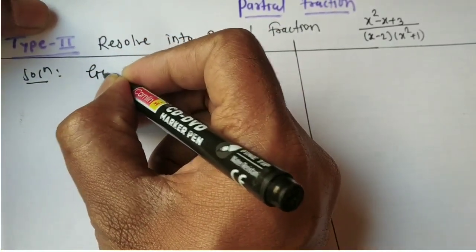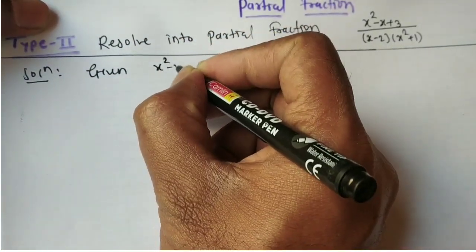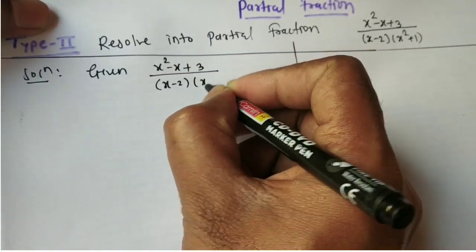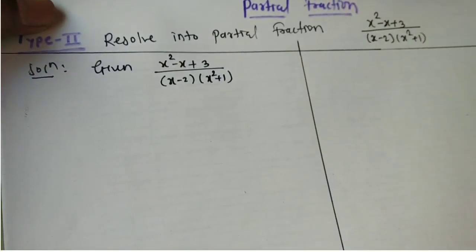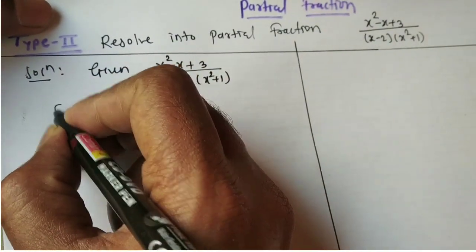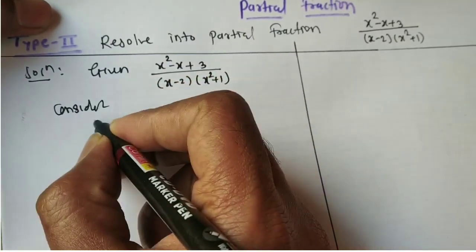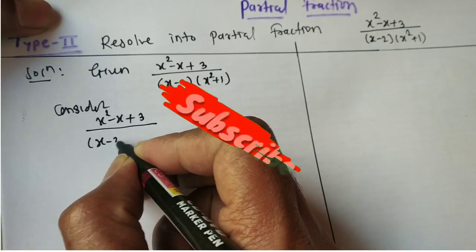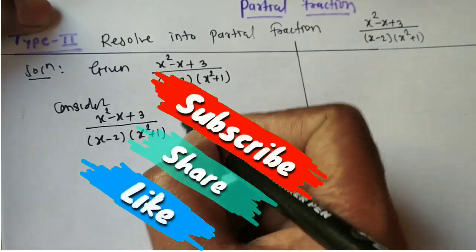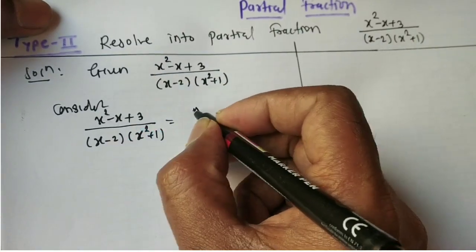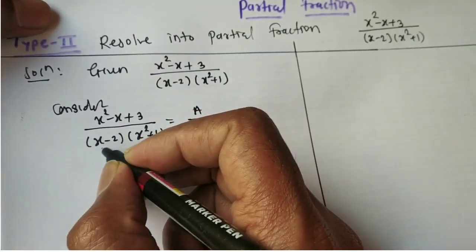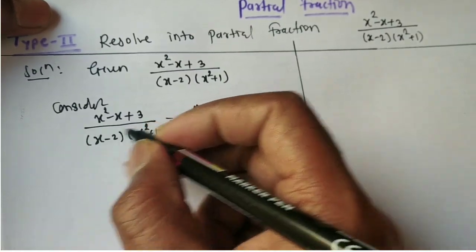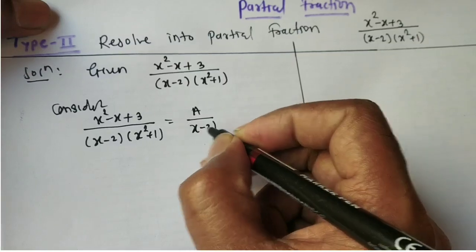The given expression is x square minus x plus 3 divided by x minus 2 into x square plus 1. Now how to write this? This is a linear factor, and in it the degree of x is 1, not 2. Therefore we will write A divided by x minus 2.